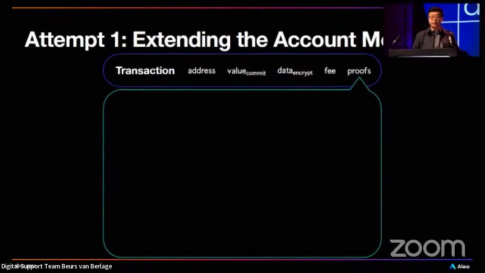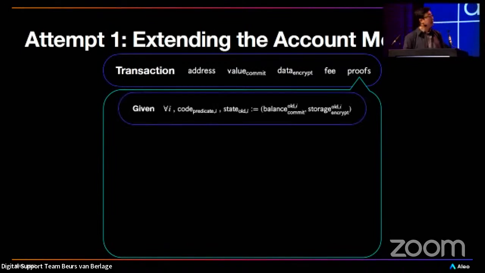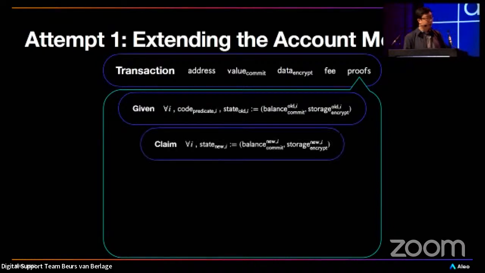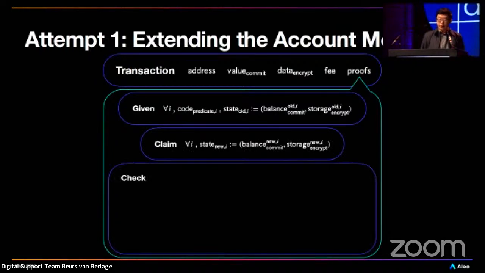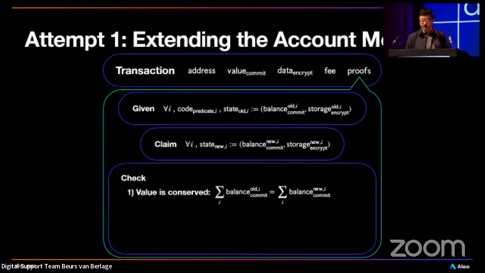And so given a transaction that is of this format, we can say, well, we have to provide what the current code is as a predicate, and we also have to declare what the state is on the ledger. From there, we want to claim that this is the new state of this program on the ledger, and we want to check the following things. One, that value is conserved, as fundamentally it would be a problem if we were minting value out of thin air in this transaction.